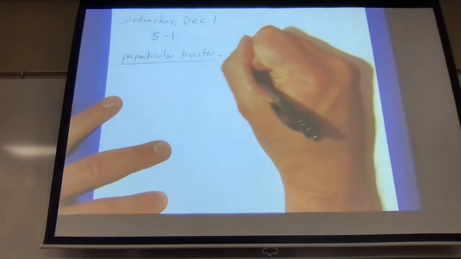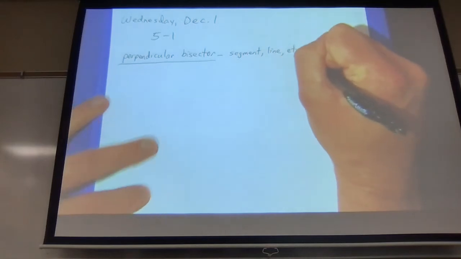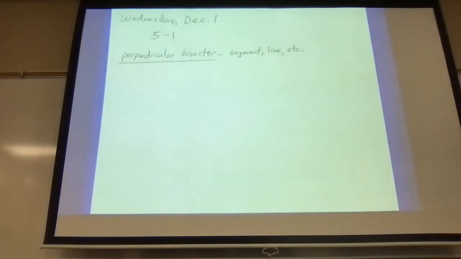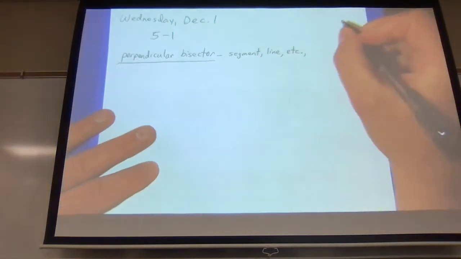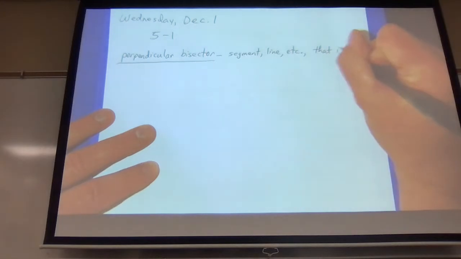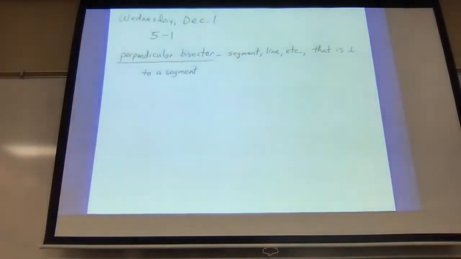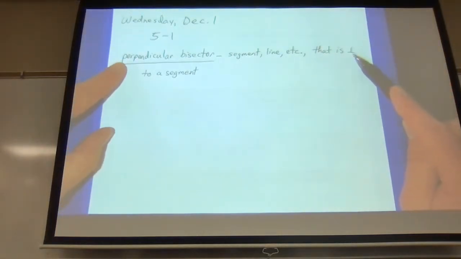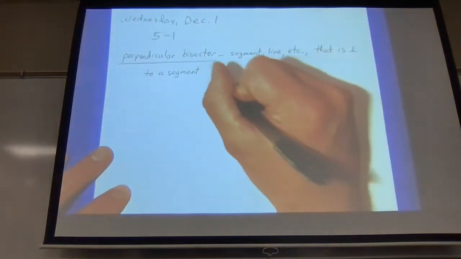So the perpendicular bisector, our definition, it's going to be either a segment, could be a line, could be a ray, could be a bunch of different things. And it's going to do two things. It's going to be perpendicular to a segment. That's going to take care of the perpendicular part. That's going to give us right angles. And then the bisector part of it means it's going to split it in half. So it's going to intersect at its midpoint.